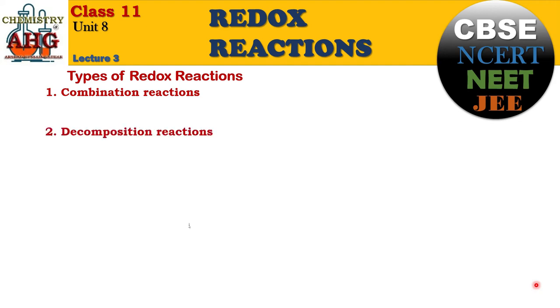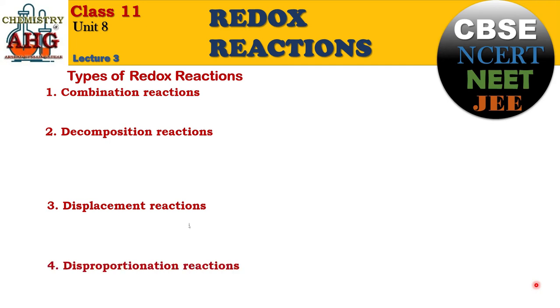Second type, decomposition reaction. Decomposition reactions are also known as cracking. Number three, displacement reactions. Displacement reactions are also known as substitution reactions. And the fourth type, I have already told you, it is disproportionation reaction. So you must remember, there can be four types of redox reaction in chemistry.